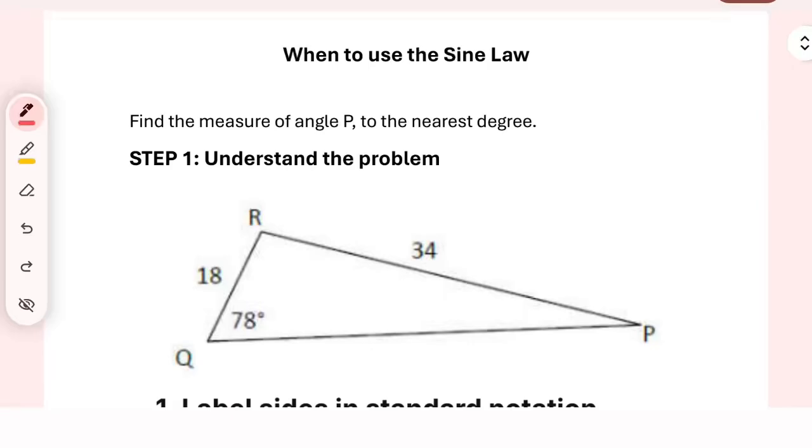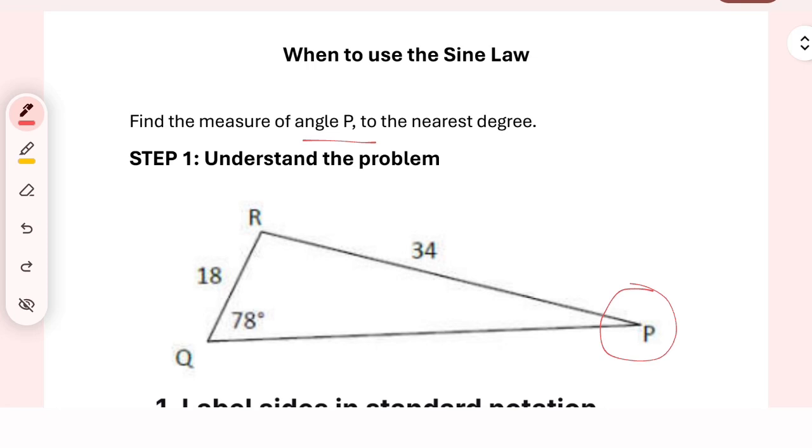If it is specified, like in this case, we will be using only the sine law to solve for angle P to the nearest degree. That means we need to round it off to the nearest degree. So we need to solve for this angle over here.